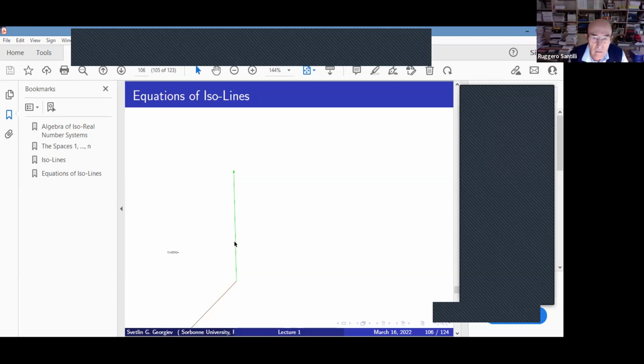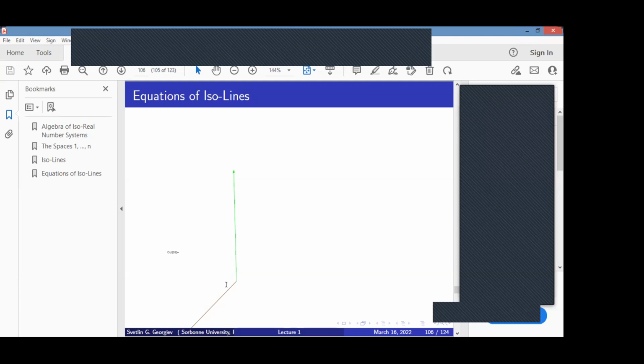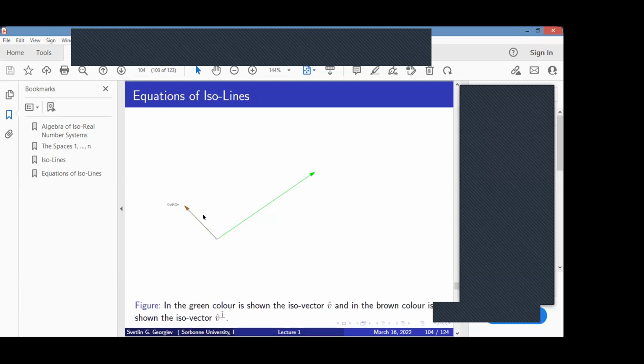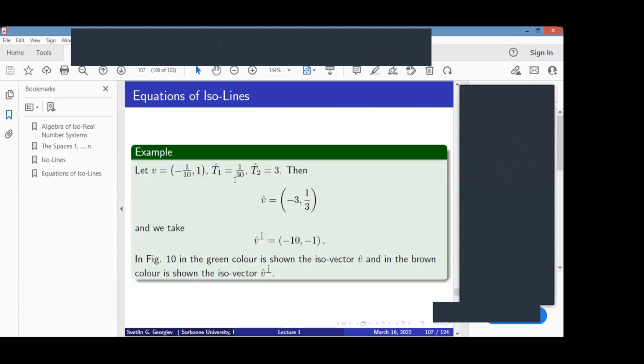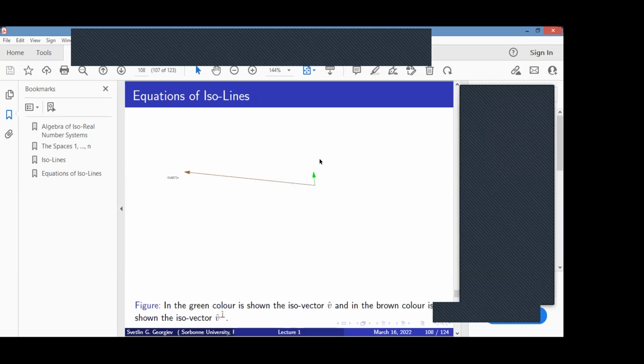In this case, we have this angle. In the previous case, we have this angle. And as a fourth example, we consider a combination for the isotopic element to be this one. Then the iso direction vector is given with this expression, and its isonormal vector is given with this expression. And they are shown in this picture.